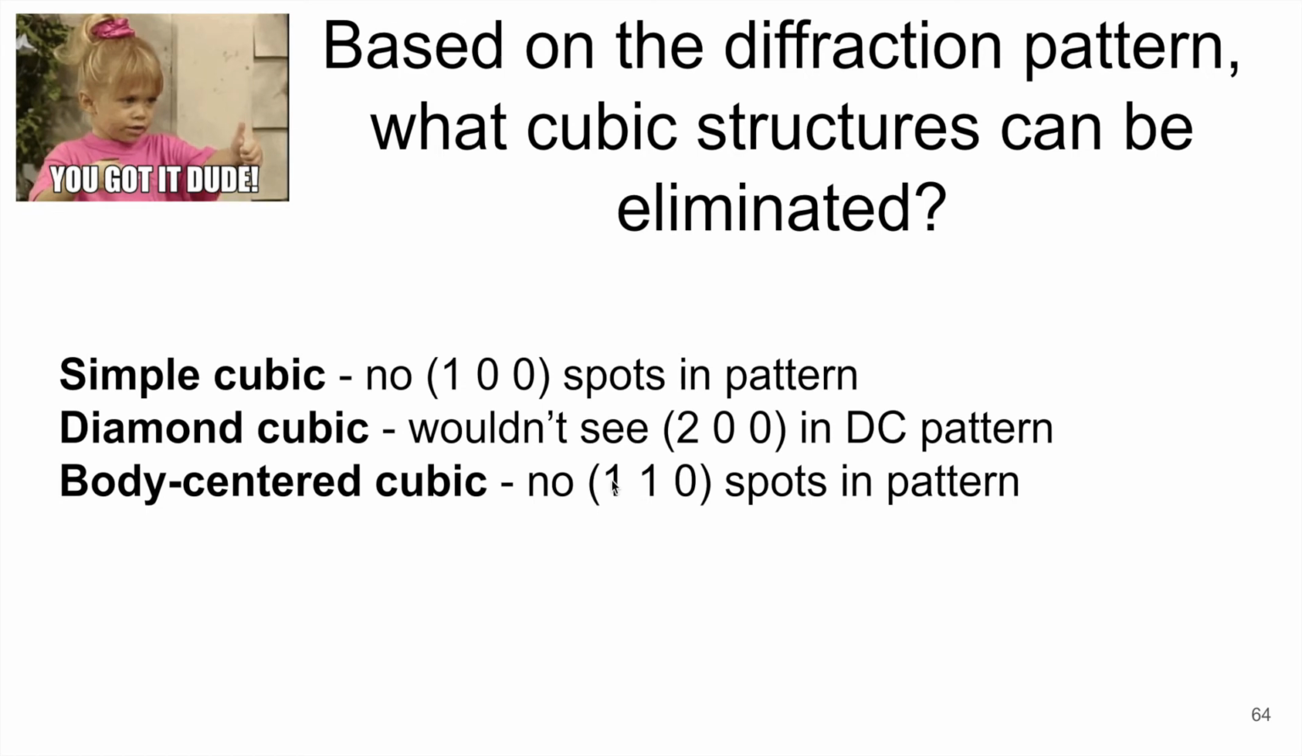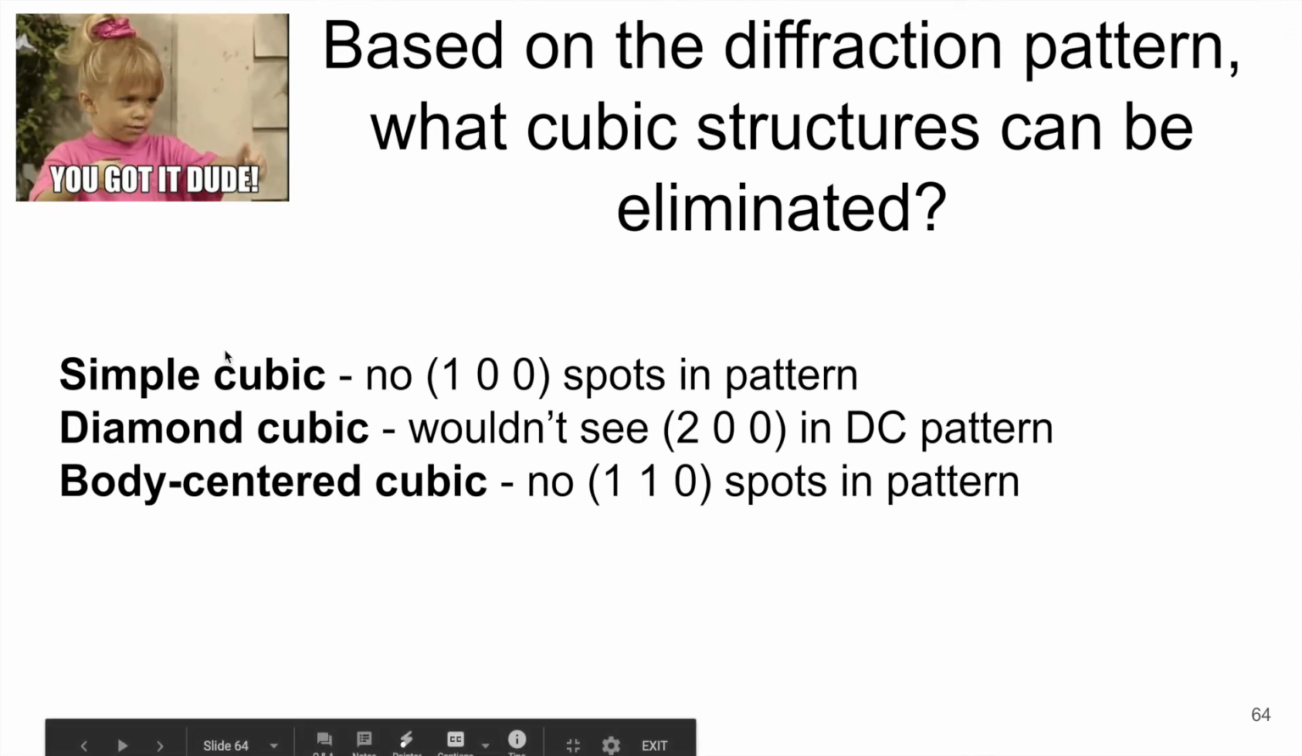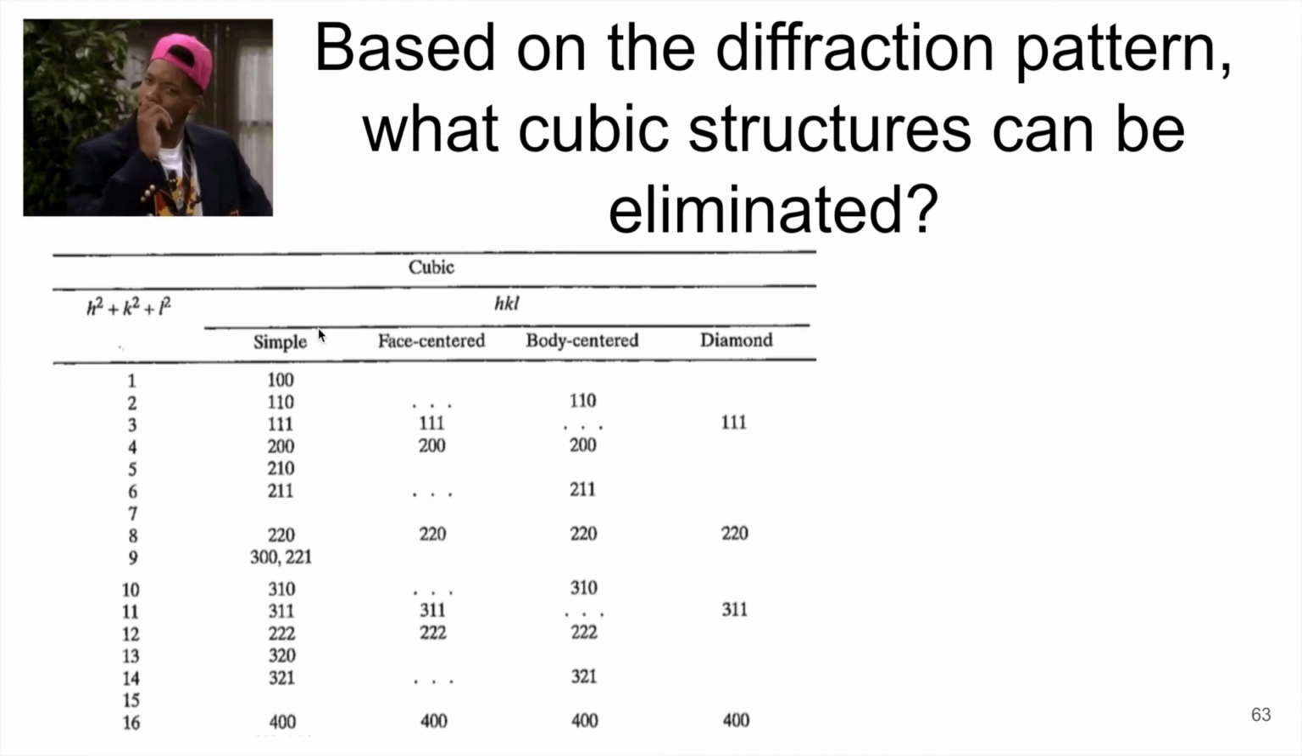the 1, 1, 0. And again, that's something that you can compare to the zone axis we have, and you should expect to see this. So you also have to compare it to which patterns you would expect to see based on our zone axis. So basically, so far, we've been able to eliminate simple, diamond, and body-centered. So this one, and this one, right?